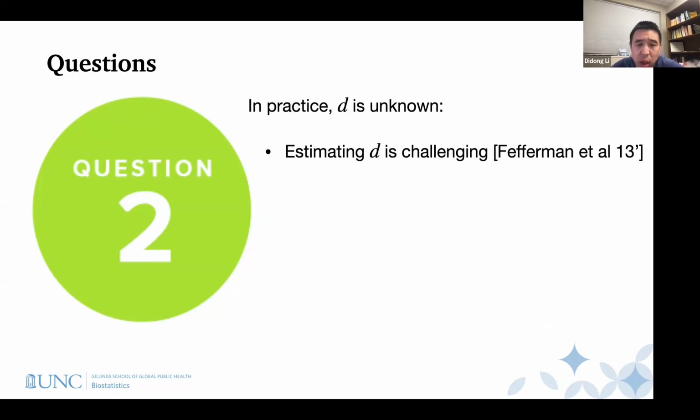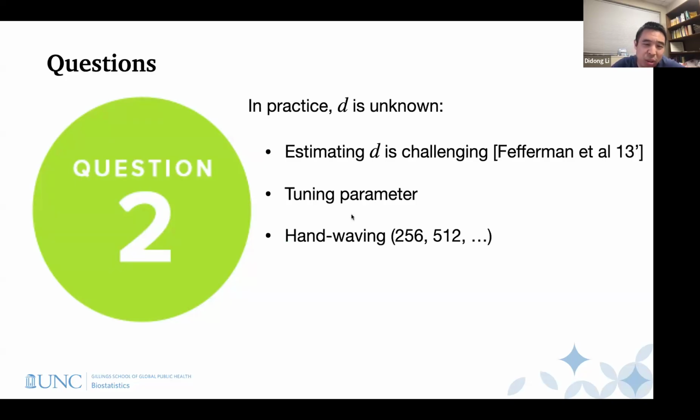And if you look at the literature, sometimes you can argue you can estimate this using the data, but actually estimating D itself is a challenging problem. It's probably as difficult as estimating the distribution Q. And in practice, people do not really estimate this D. If you look at the packages, they sometimes treat this D as a tuning parameter, or sometimes they just make some hand-waving choice, for example, 256 or 512, due to some hardware constraint to be convenient.